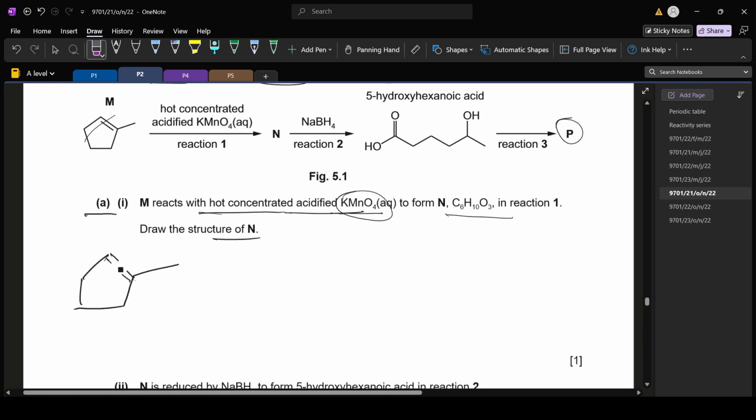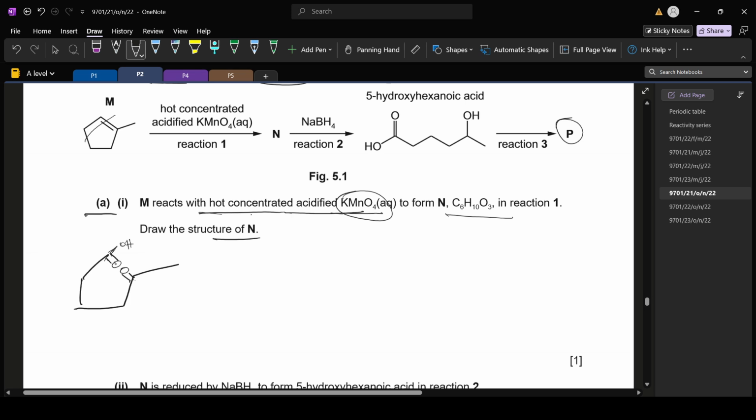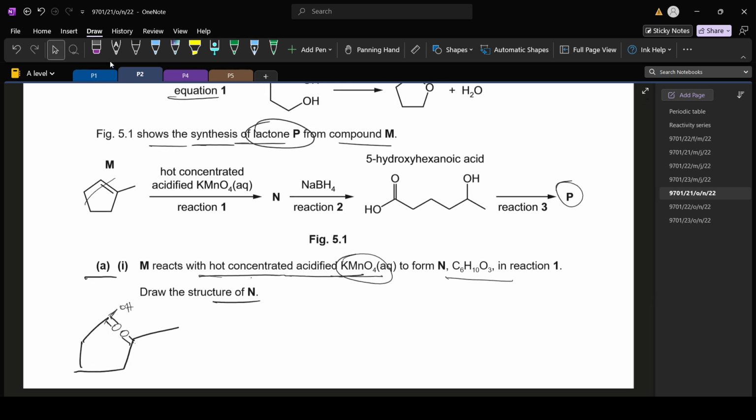Then you will have this OH group attached here, and there will be an OH group and a carbonyl group. So this will form a ketone and a carboxylic acid. Okay, I hope you understand this.